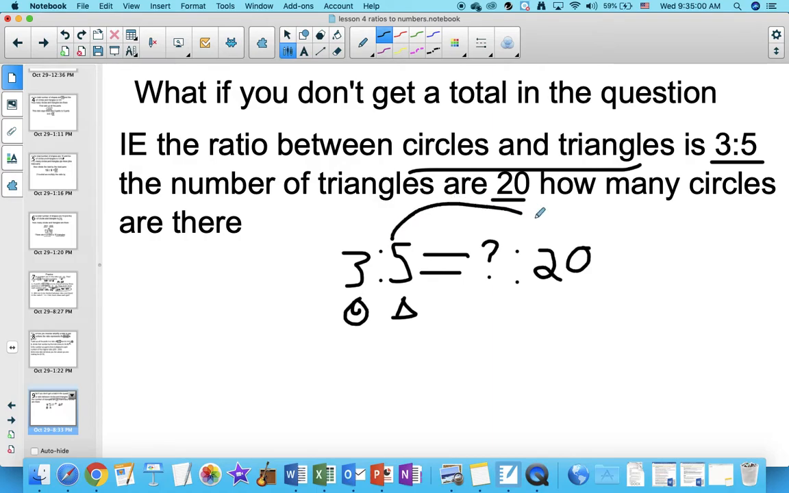And you go, I turned 5 into 20. Well, how do you turn 5 into 20? You times it by 4. Well, whatever you do to one side, you must also do to the other side. So I times this by 4 to get 20, so I must times this by 4. And so the number of circles, 3 times 4, is 12. I should have 12 circles.